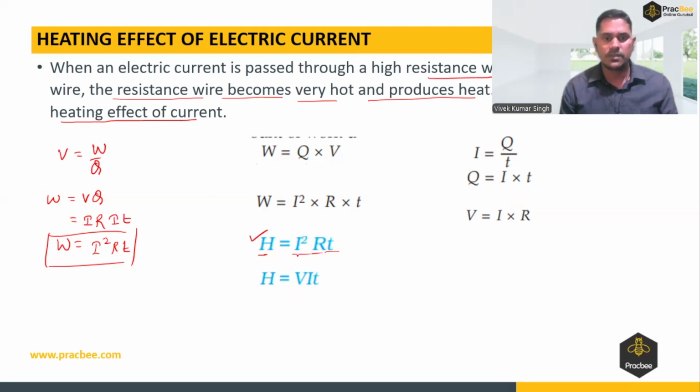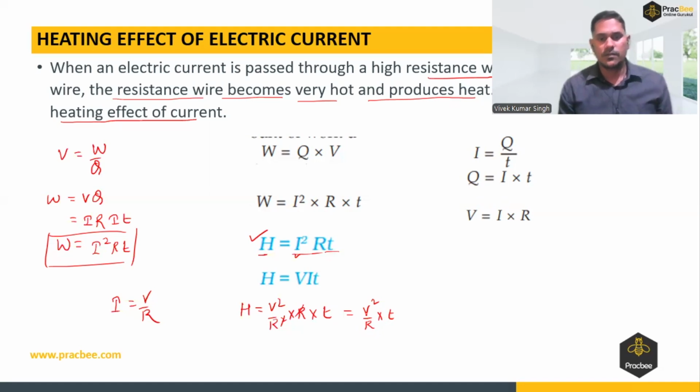Fine. If you represent this I in terms of voltage and resistance, from Ohm's law we can say that I is equal to V over R. So if we put the value of this I, we'll be getting H is equal to V square over R square multiplied by R into T. So this R and this R get cancelled. So we will be getting V square over R multiplied by T. Or we can say V upon R is equal to I. So it would be equal to V into I into T. So H can also be calculated by this equation.